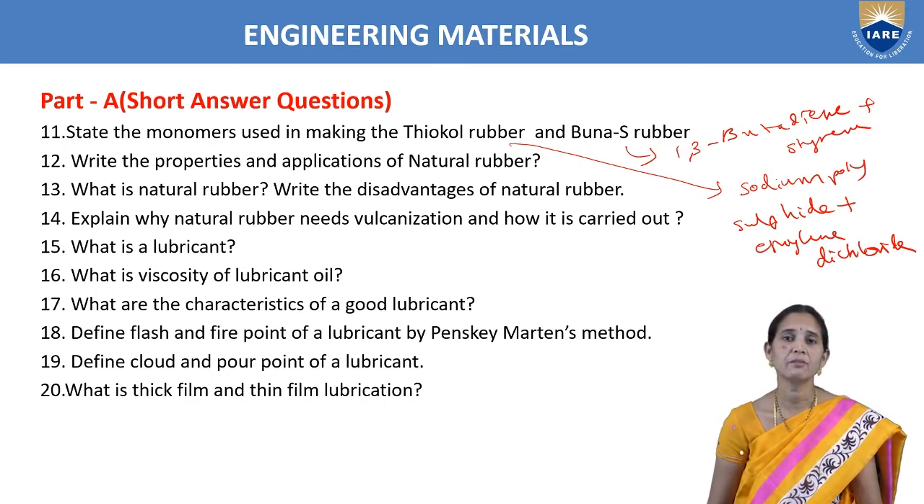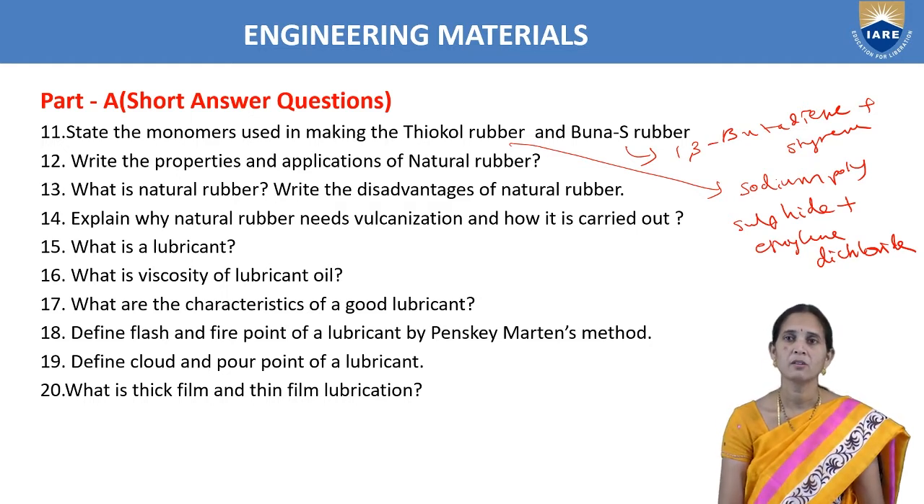So write the disadvantages of natural rubber. Disadvantages of natural rubber means we cannot use natural rubber at high temperature, and it is a very soft rubber. It is not resistant to chemicals. It is not resistant to atmospheric conditions, and it cannot bear the load. All these are disadvantages of natural rubber.